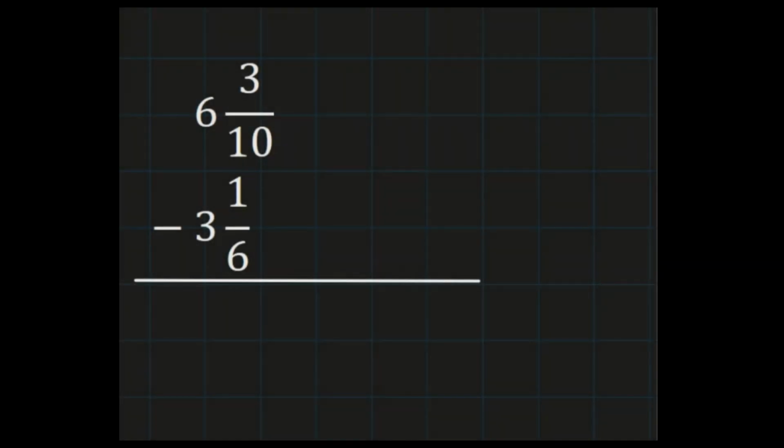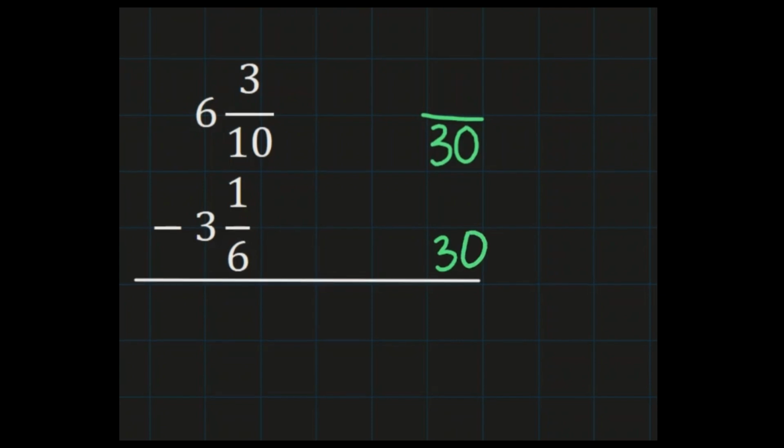For our final example, we have 6 and 3/10 minus 3 and 1/6. So I'm going to start with my fractions and subtract them first. To subtract my fractions, I need a common denominator. So looking at 10 and 6, that common denominator is going to be 30. So I'm going to set up my fractions with a denominator of 30 so I can see what my steps are going to be to get started with my work.